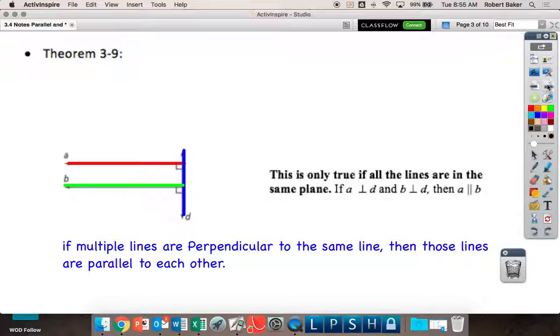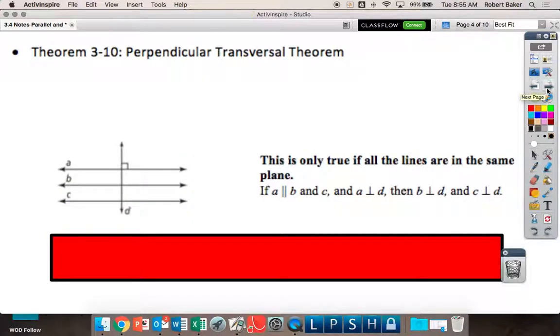The perpendicular transversal theorem. It says if A is parallel to B and A is parallel to C and A is perpendicular to D, then B is perpendicular to D and C is perpendicular to D. Whoa, gross, right? So here's what it says.